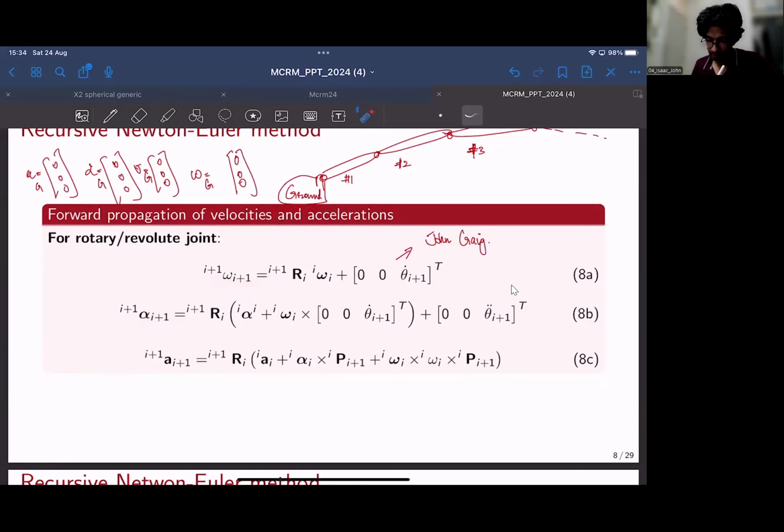We also have the forward propagation relations for linear accelerations. So the linear acceleration of ith link is the linear acceleration of the previous link plus this term, alpha cross p. You should be familiar with this term. We call this the centrifugal acceleration. Sorry, this is the tangential acceleration, right? Alpha cross r.